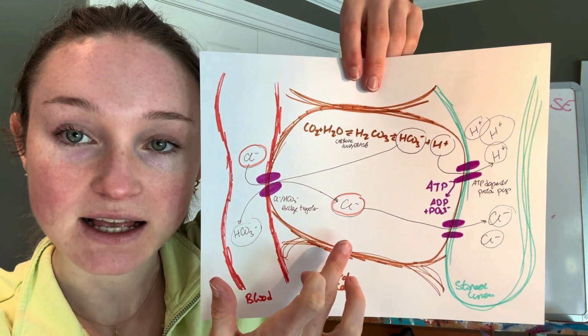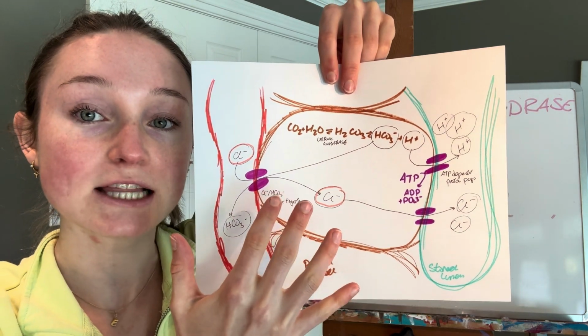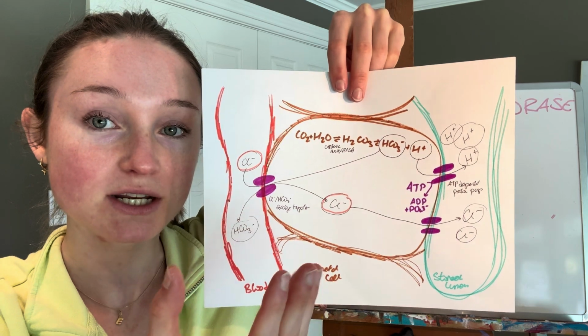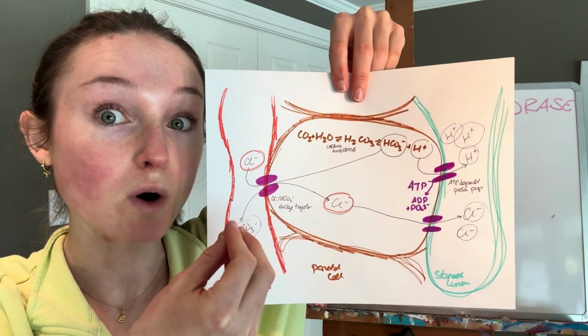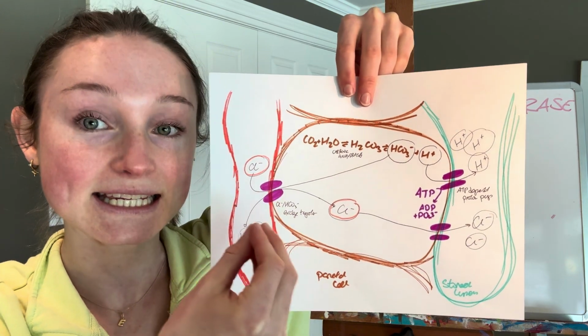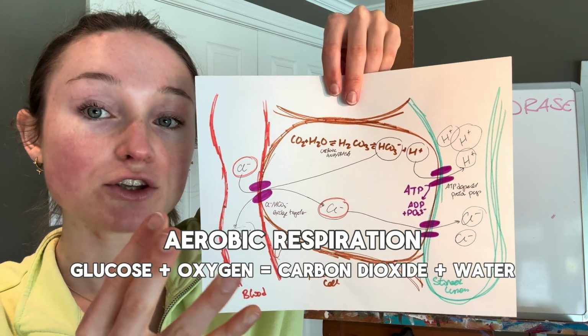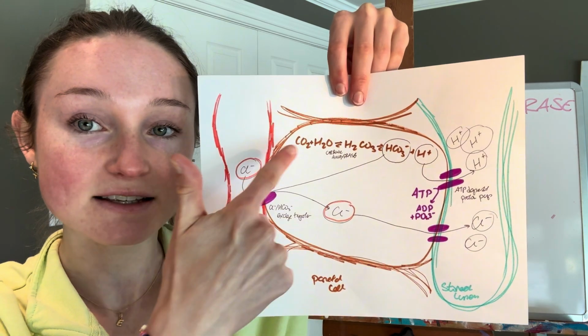Inside your parietal cells, you have very active mitochondria. These mitochondria are doing a lot of aerobic respiration. They are using oxygen to oxidize glucose and fatty acids in order to make ATP. As a byproduct of aerobic respiration, you make carbon dioxide gas, CO2.